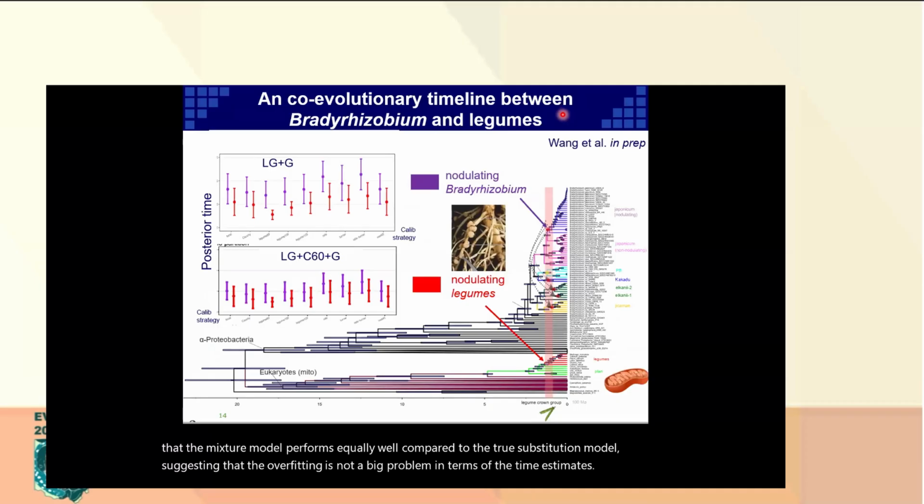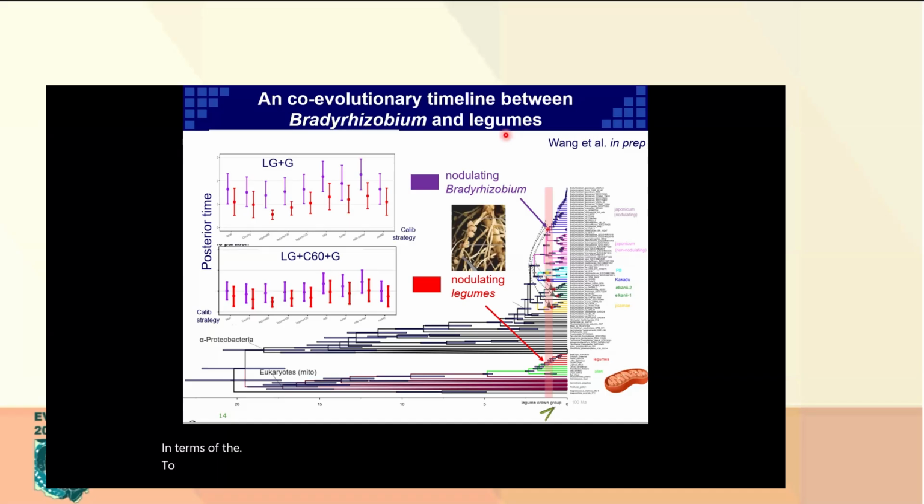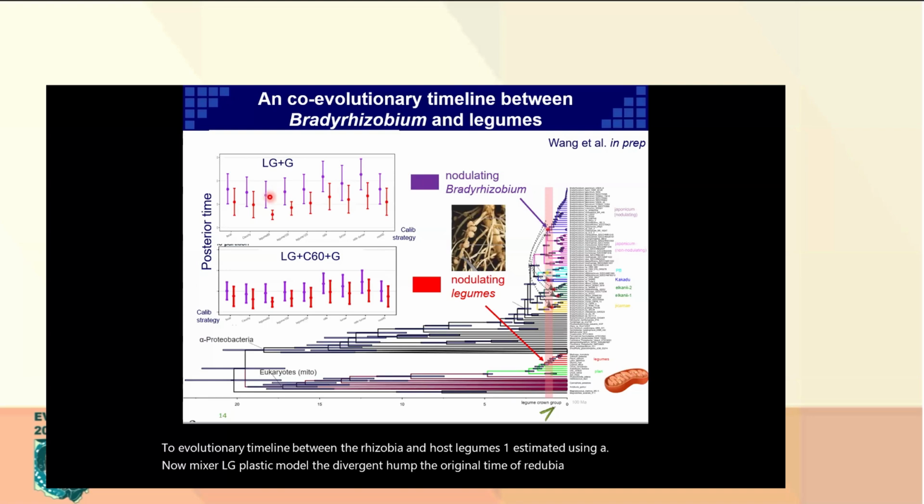And we also applied a mixture model and a non-mixture model on an empirical data. We found that in terms of the coevolutionary timeline between the rhizobia and host legumes, when estimated using a non-mixture LG plus G model, the divergence time, the origin time of rhizobia became slightly earlier than their legumes, which is less evolutionarily possible. And this pattern disappeared if we applied a mixture substitution model.